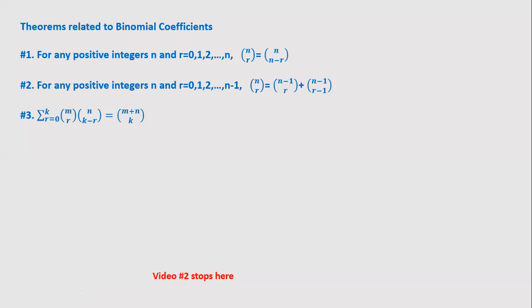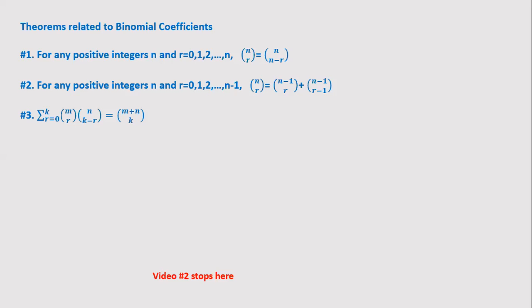So from video number 1, we talked about how to find the binomial coefficients. And then we also discussed what the generalized binomial coefficients are, and we did 5 or 6 examples about it. In this video, we're going to talk about the 3 related theorems of the binomial coefficients.